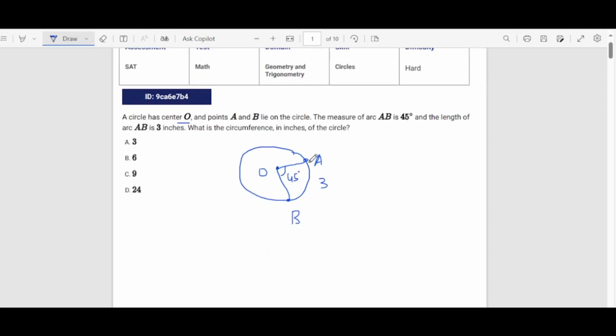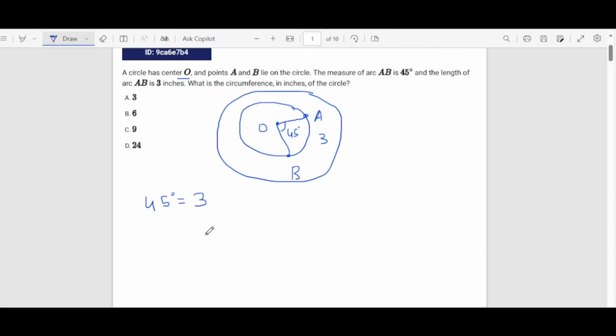This is a pretty easy question, to be honest. They told us that arc AB equals 3, and we need the complete circumference of the circle. So 45 degrees equals 3 inches. And what is 360 degrees? Because 360 degrees is the total circumference of the circle, that will be x. Let's cross multiply: 45x equals 3 times 360, which gives us 1080. Now x equals 1080 divided by 45, which gives us 24. So our answer here is 24.